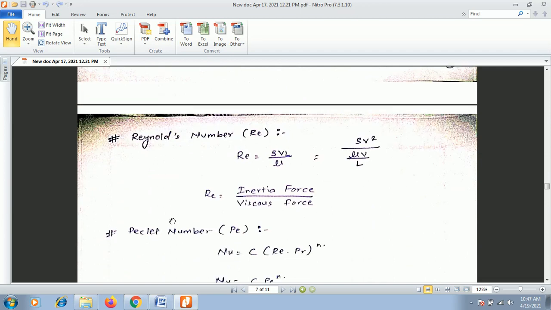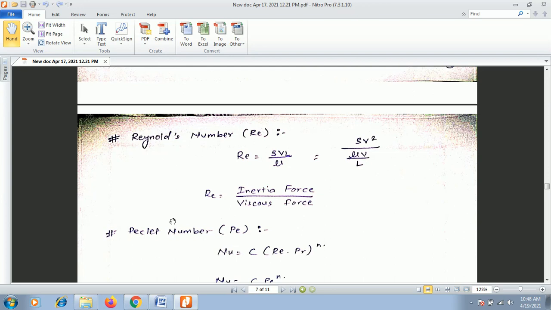Then the next is the Reynolds number, which is going to take care of the velocity part in forced convection. So Re equals rho VL divided by mu, where rho is the density of the fluid, V is the velocity of the fluid, L is the characteristic length, and mu is the viscosity of the fluid.